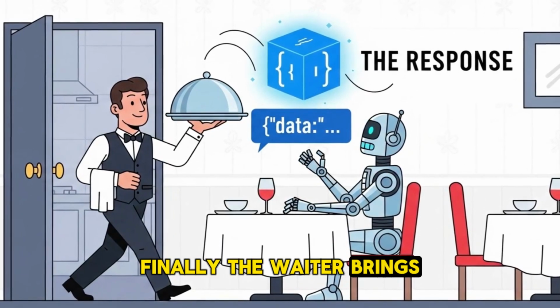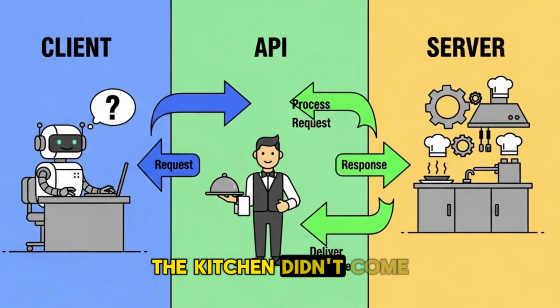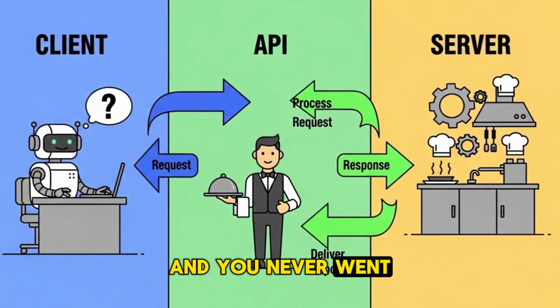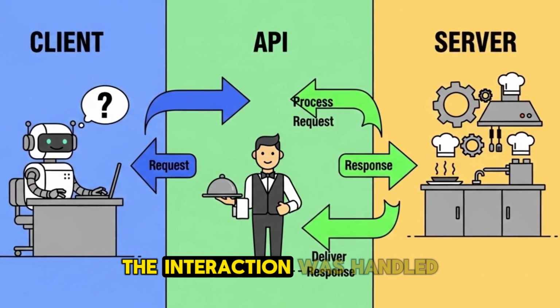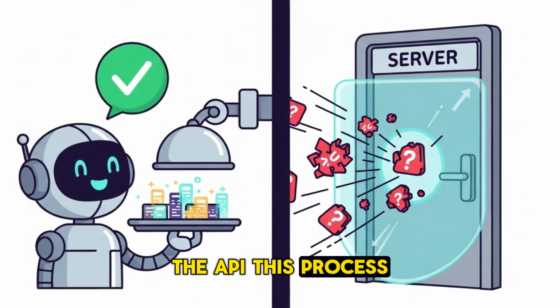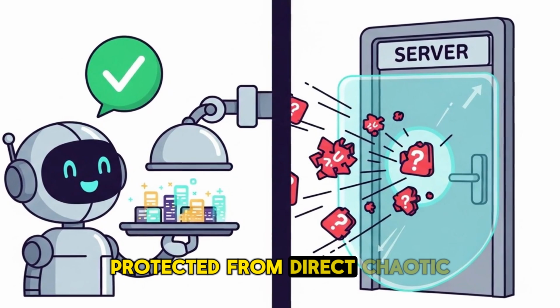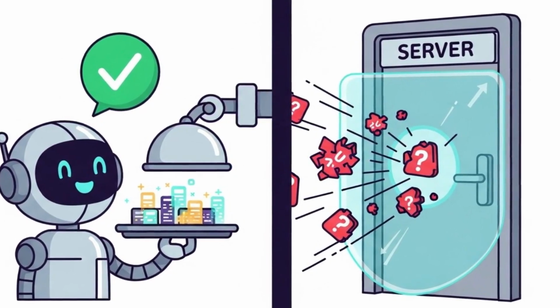Finally, the waiter brings your food back to your table. This is the response. The kitchen didn't come to your table, and you never went into the kitchen. The interaction was handled entirely by the waiter, the API. This process ensures that you get what you want and the kitchen is protected from direct chaotic access.